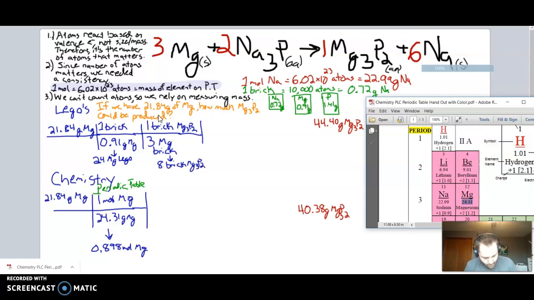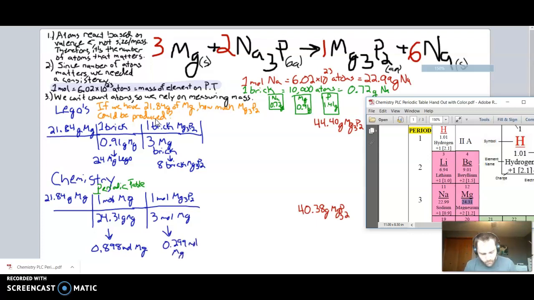Same exact process happens down here. It's going to take 3 moles of magnesium within that reaction to produce 1 mole of magnesium phosphide. We could go through and solve for this, and we would expect the number to go down. We would find 0.299 moles of magnesium.